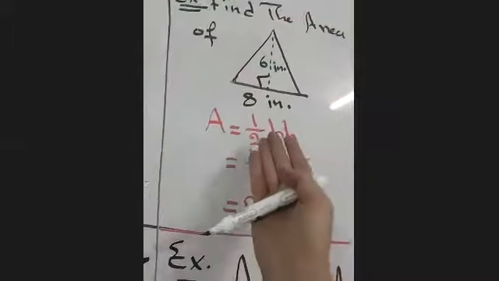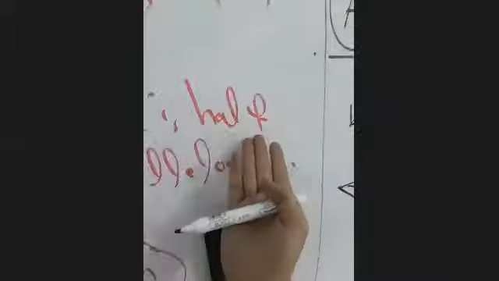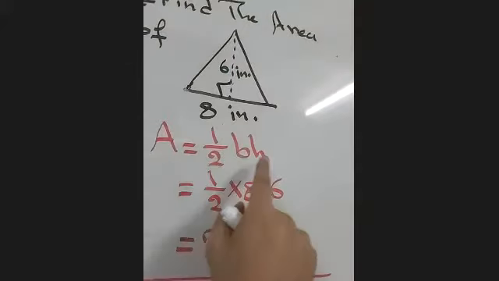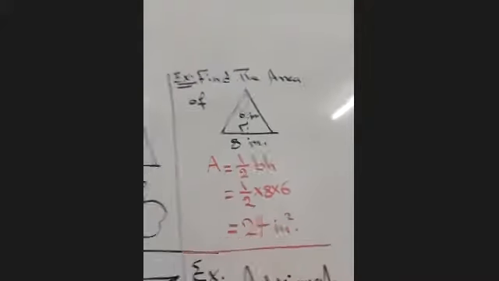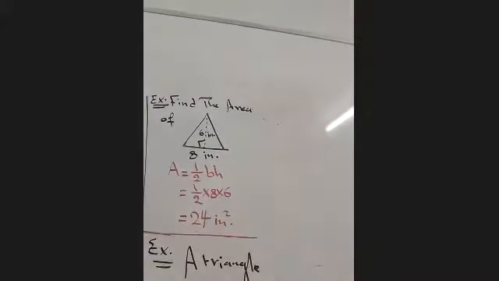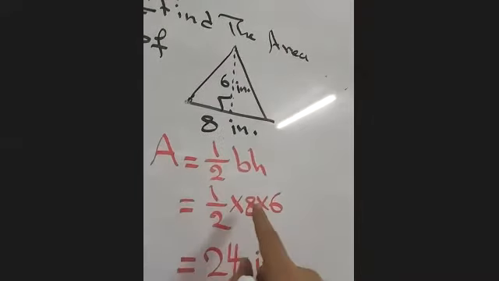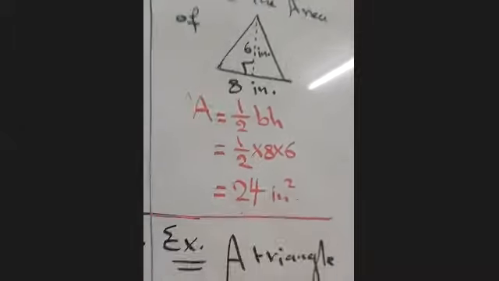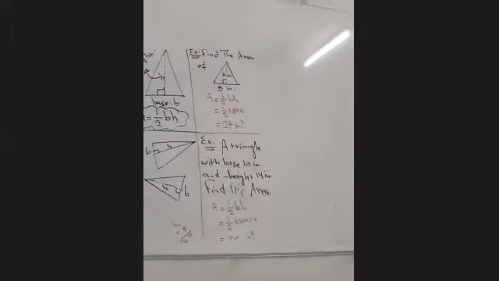From where we get the half, we said the triangle is what? Half of the parallelogram. That's why we put half before the BH. Got it? Okay. Now, how do we calculate? We said half of 8 is 4. Multiply 6, 24, right? Yes. Good.